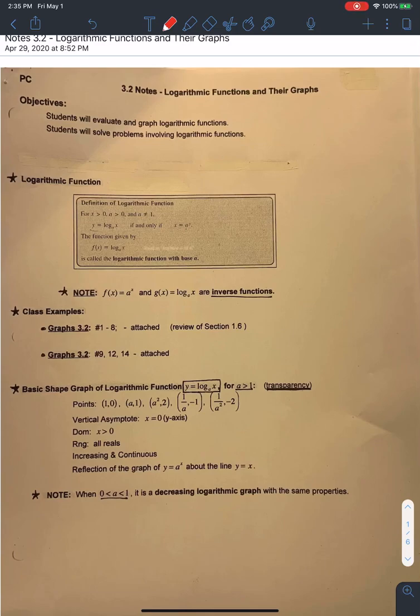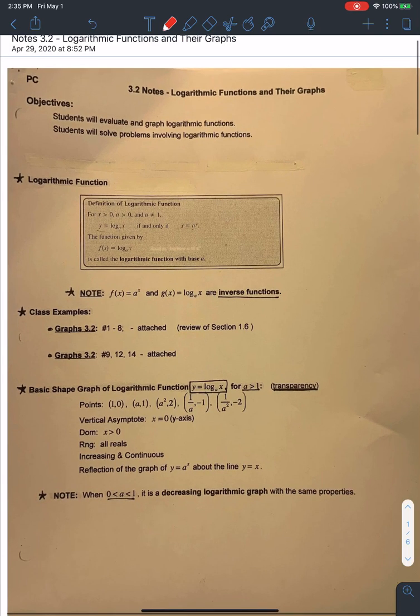Okay, let's tackle these 3.2 notes over logarithmic functions and their graphs. The two objectives that I have for you by the time we finish these notes is I would like you to be able to evaluate and graph logarithmic functions, and I would like you to be able to solve problems involving logarithmic functions.